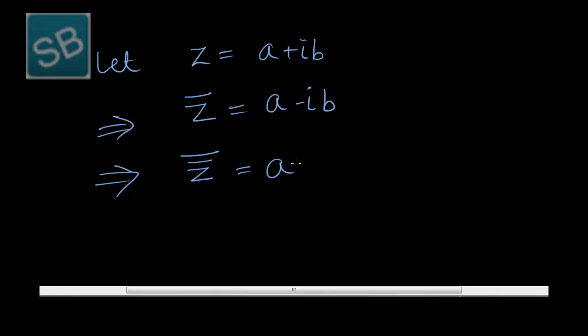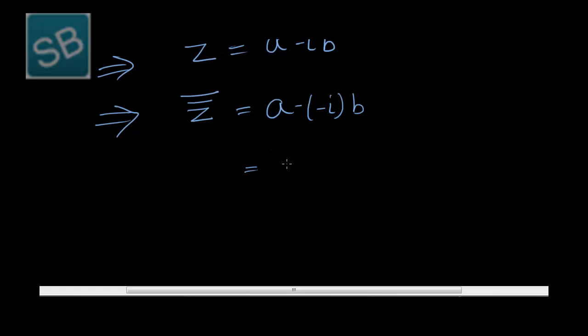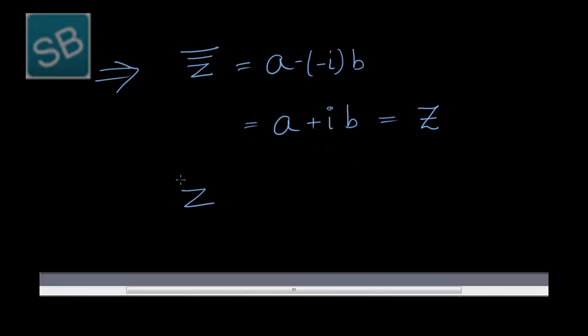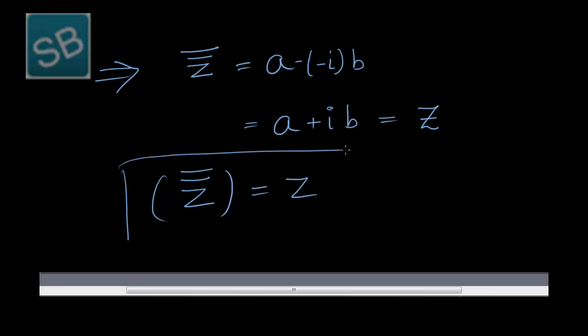We have to again change iota to minus iota. So changing iota to minus iota, let's see what happens. We get a minus of minus is plus iota b. We get again our original complex number, that is z. So the first property is true. So the double conjugate of a complex number gives back our original complex number.